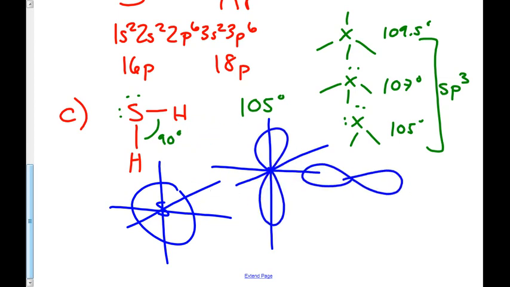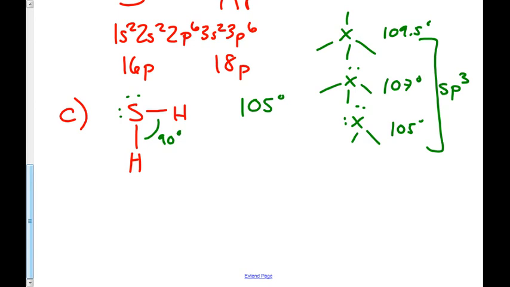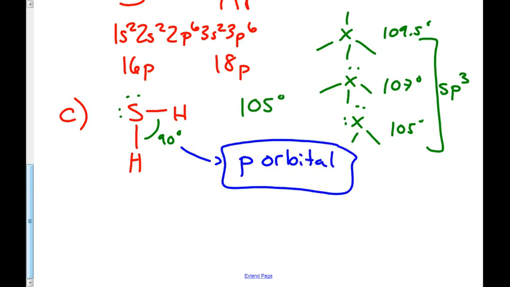P's only make 90 degree angles. I know, mind blow, and you're like, wow, I would never have gotten that. That's why we do these things. I've seen this come up more than once, crazy enough. So because it's a 90 degree angle, this must be a P orbital. Technically a 3P orbital because it's from the third energy level.